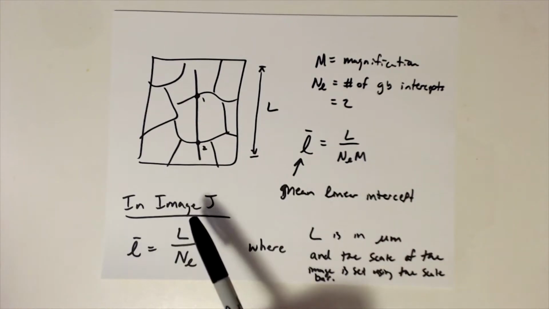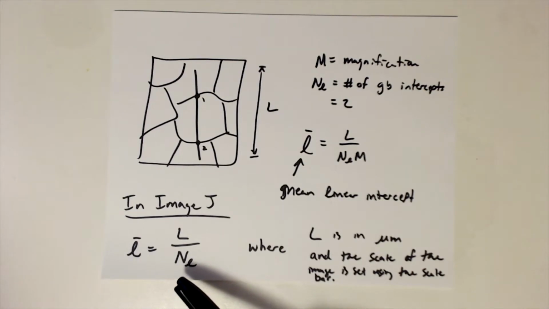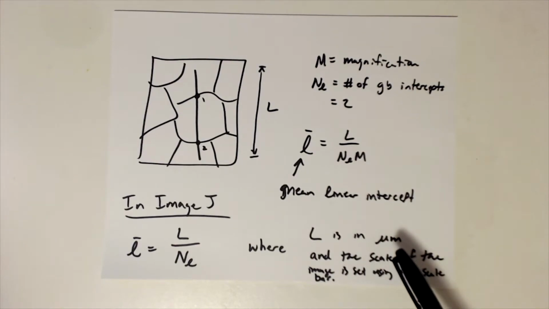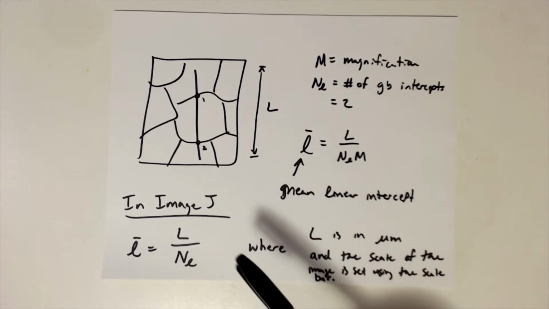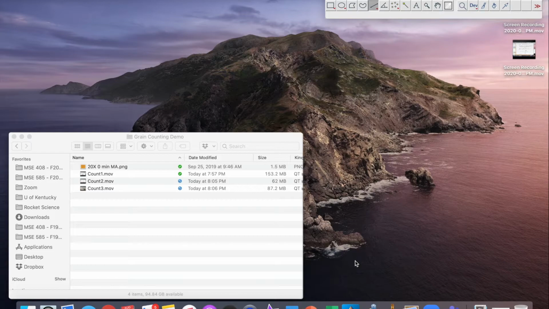But in ImageJ, we can simplify that to just the length over the intercept number if L is set to microns and the scale of the image is set using the scale bar inside ImageJ. And so that's the part I'm going to show you. Basically, this equation becomes simpler, and I'll show you the procedure in ImageJ next. Now let's go and use ImageJ to do this calculation of mean linear intercept.